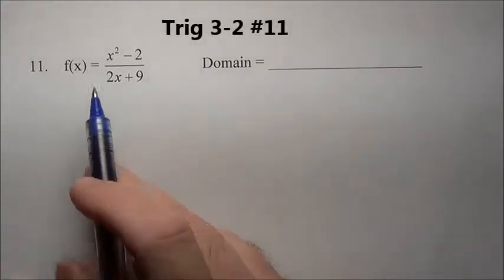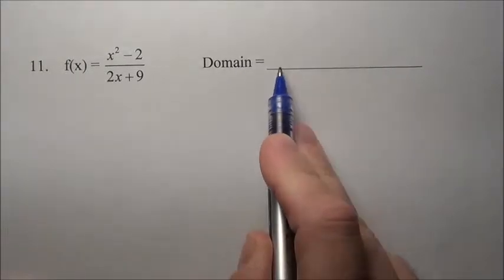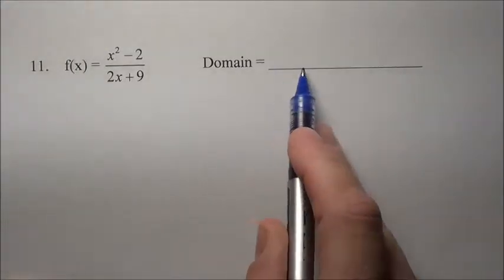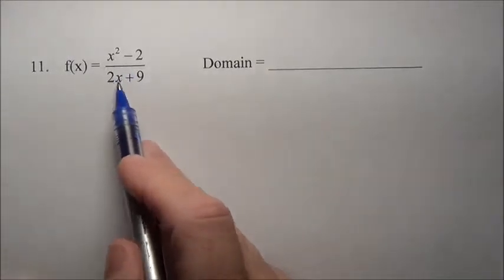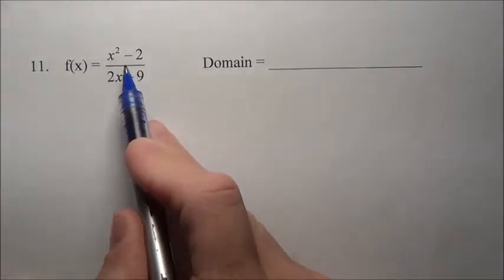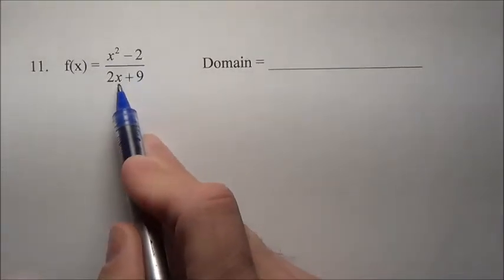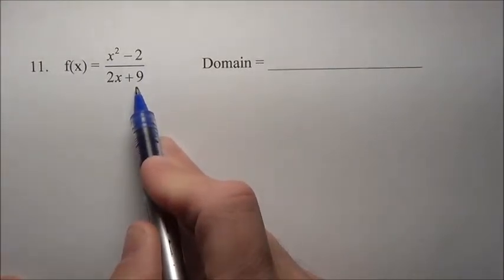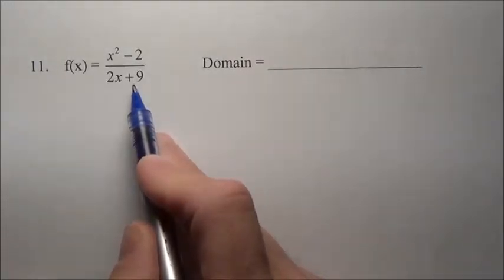Problem 11. F of x is equal to x squared minus 2 all over 2x plus 9. It wants to know what is the domain. In other words, which x's are able to be used? Well, I can plug in almost anything here and get an answer. I plug in 1, I would get 1 minus 2, negative 1 over 11. So I'd get a solution of negative 1/11th.